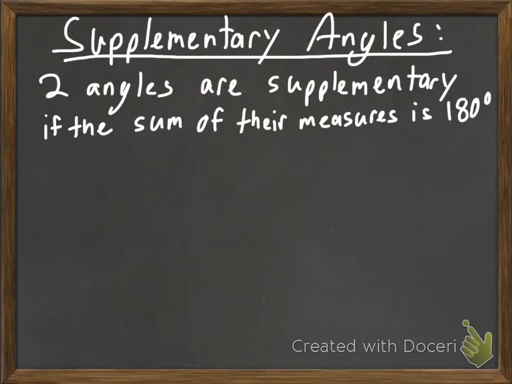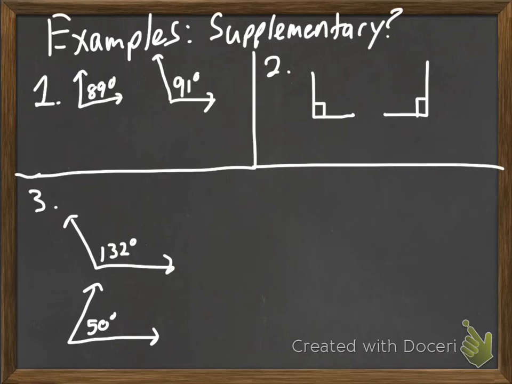If two angles add up to 180, they're called supplementary angles. So two angles are supplementary if the sum of their measures is 180 degrees. So they're a pair of supplementary angles if they add up to 180. And again, they can be two separate angles, or they can be angles that are beside each other. So some examples. I want you to pause the video and work through these to see, are they supplementary?